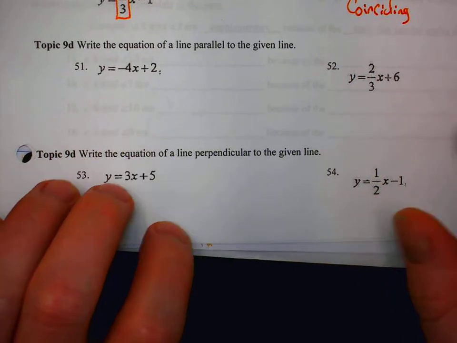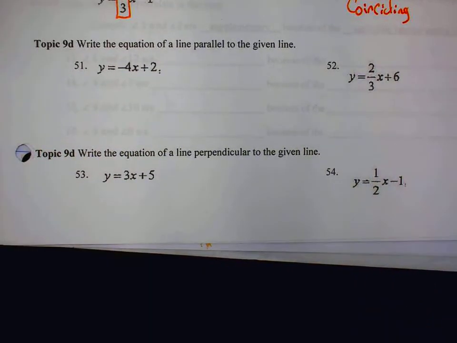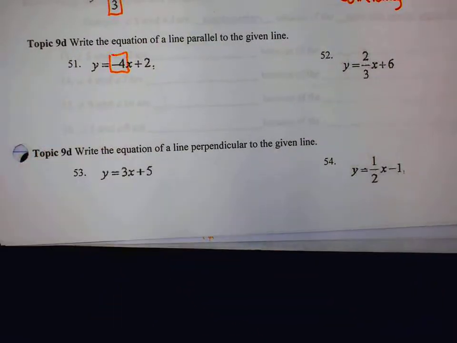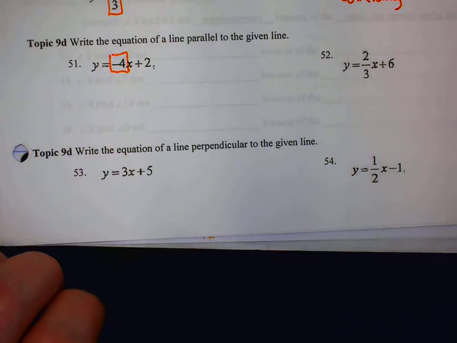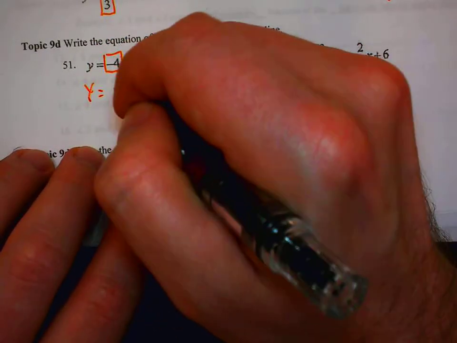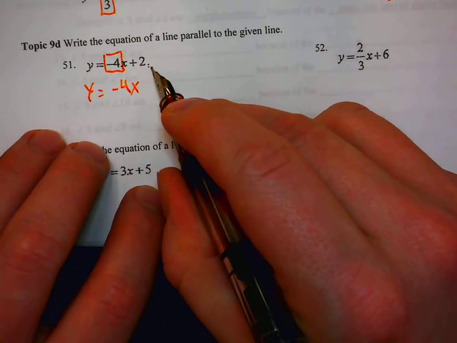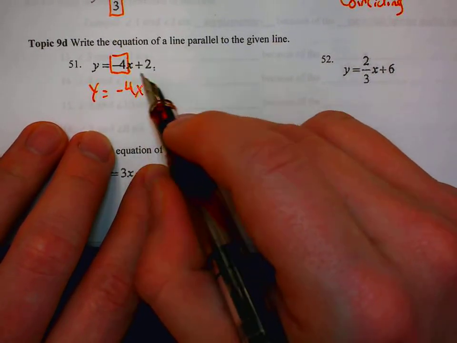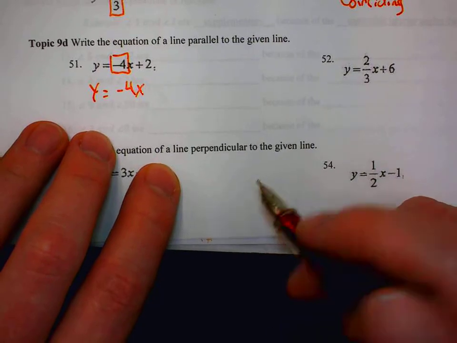51 and 52. Write the equation of a line parallel to the given line. Parallel lines have the same slope. This has a slope of -4, so I need to write an equation with a slope of -4. For the y-intercept, I do not want coinciding lines, so I just need to pick any number except 2 for my y-intercept.